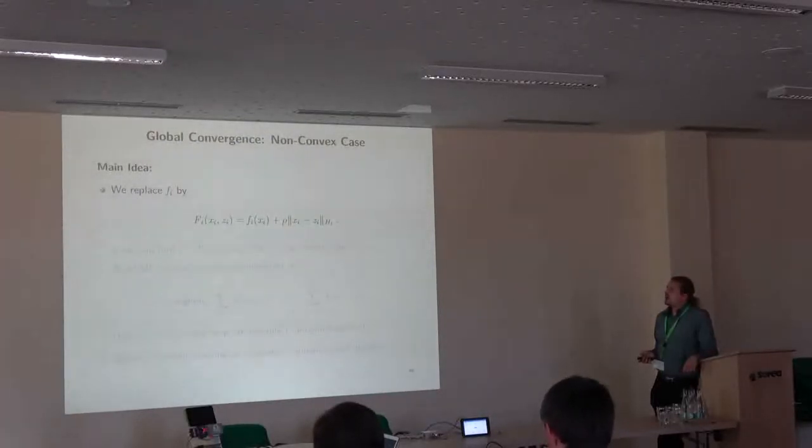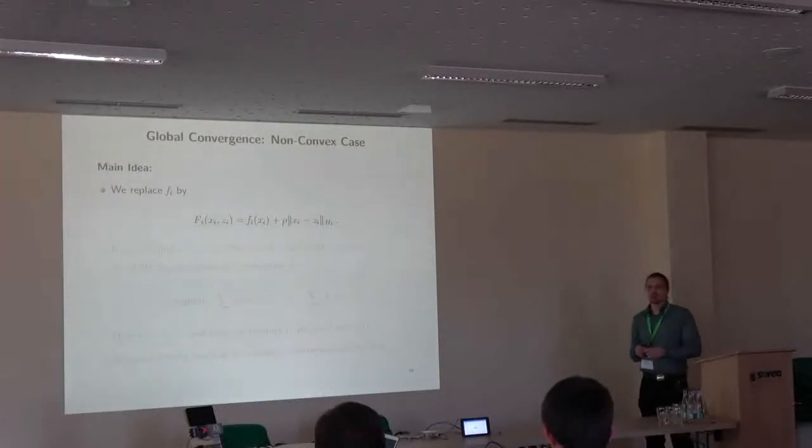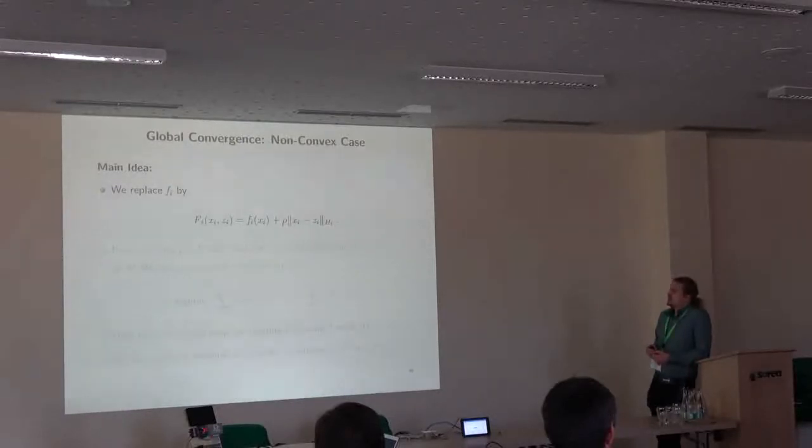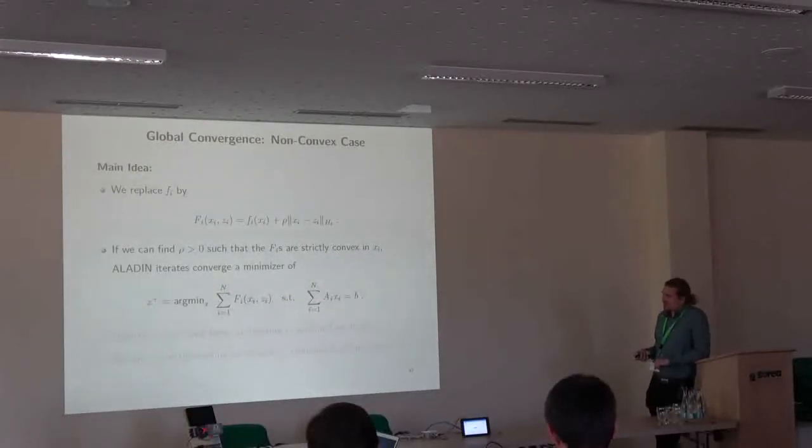In the non-convex case, we can still establish something like global convergence to local minimizers. Well, this is getting a little bit technical, but I nevertheless wanted to say the main idea. Oh, by the way, there's a square missing here. The idea is to make this function f_i of x_i convex by adding a quadratic penalty. So if we can find a rho such that we can make the f_i strictly convex in the x_i, the ALADIN iterates would converge to the solution of this convex optimization problem.